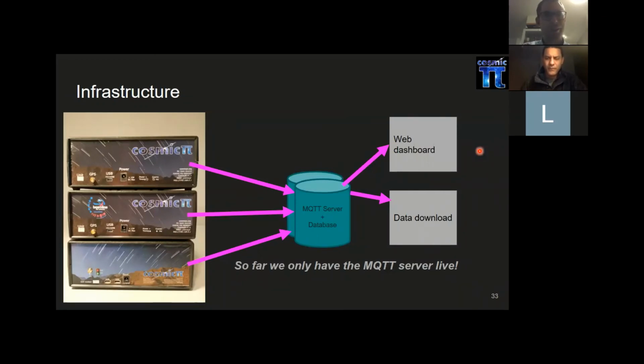Kind of the final piece of the software puzzle. I mentioned we have an MQTT server. Each detector, when it's connected to the internet, will connect to our server and will publish its events. The theory being that we can store these in a central database, and then we can have a global web dashboard, which enables you to see all of the Cosmic Pis in the world and all of their events, and also to download some or all of the data. Unfortunately, so far, we've only got to the level of having a live MQTT server. This is still a work in progress.